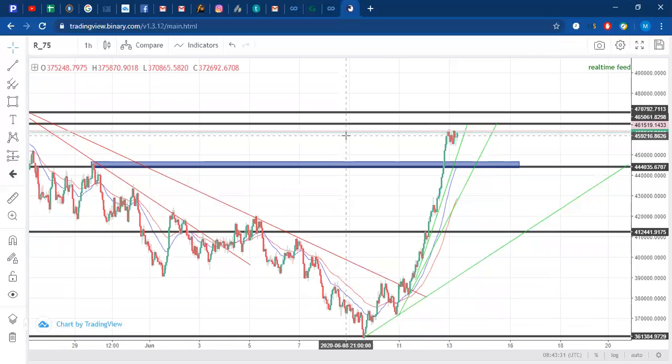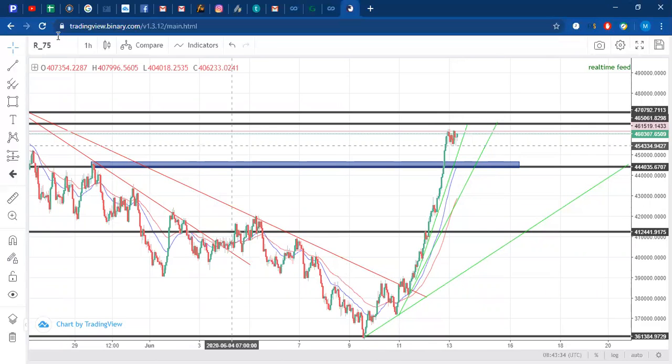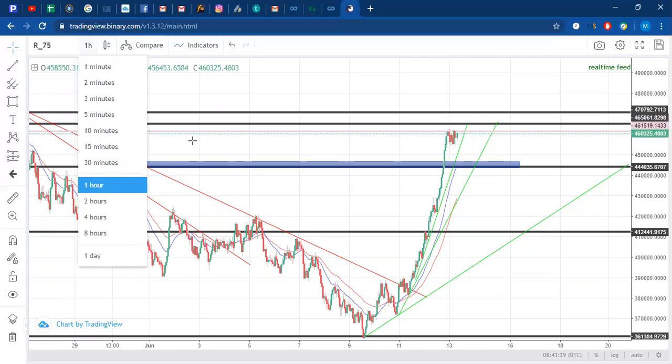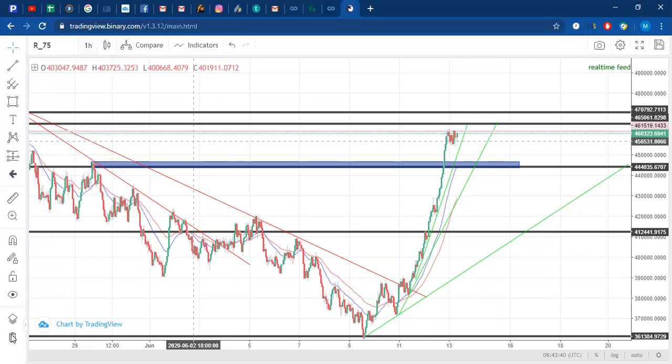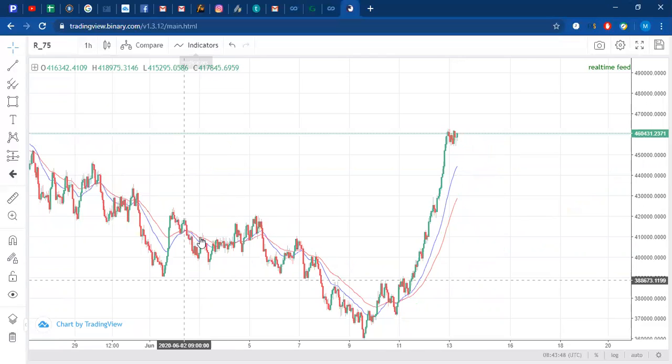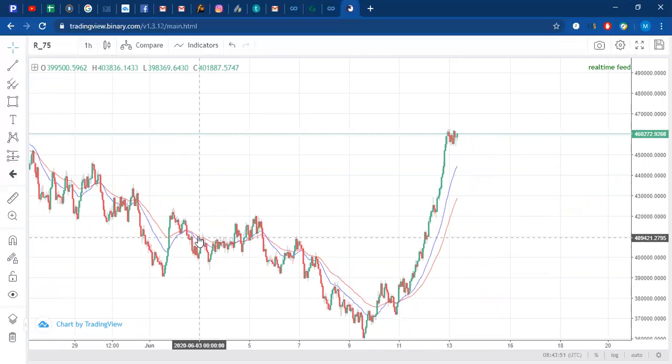I wouldn't say it is a pair because it's just like that. So, okay, I'm going to delete all these, everything. I'm going to delete all these lines and everything, and start all over again. I do trade pure price action though.